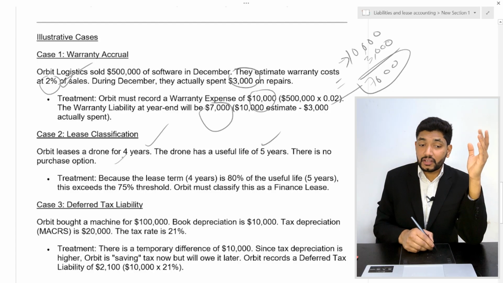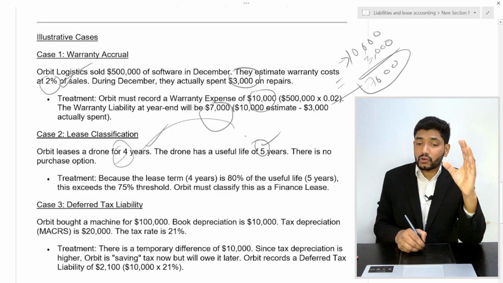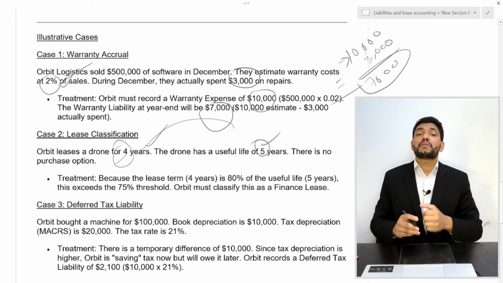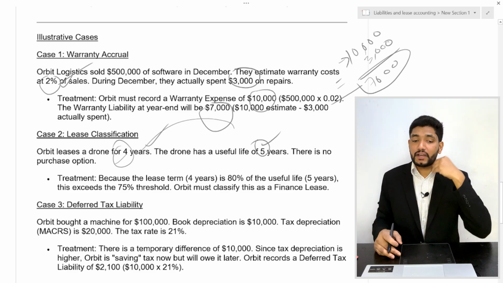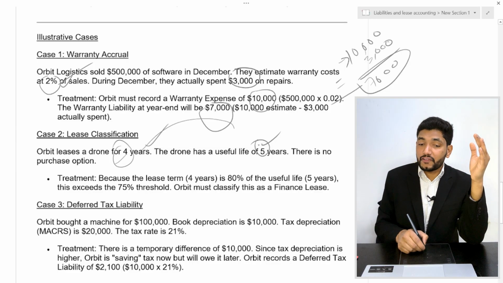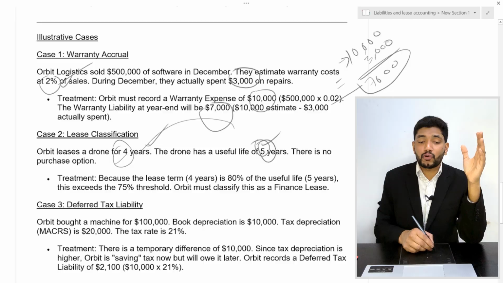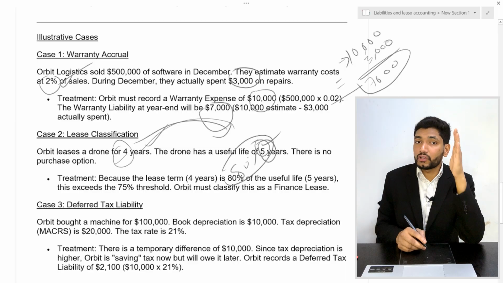The first thing: the drone is leased for 4 years and the actual useful life is only 5 years. So this lease has to be treated as a financing lease, because if you meet any of the financing lease criteria, you have to classify your lease as a financing lease. In this case, your total useful life is 5 years for that particular asset and you are going to lease for 4 years. That means it is 80% of the useful life you are going to lease.